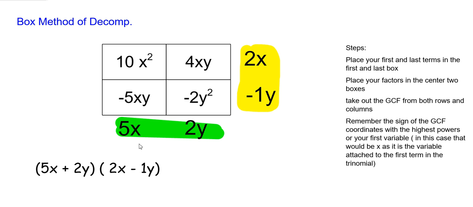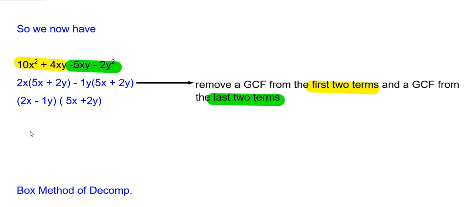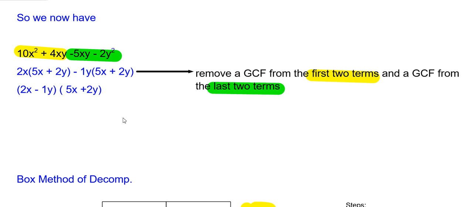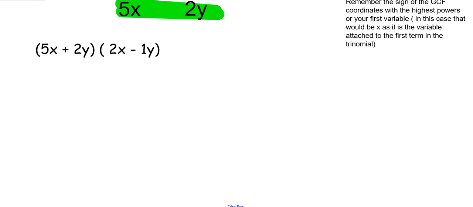Now, the numbers that are along the sides here, 2x and negative 1y and 5x and 2y, become your brackets. So what you pulled out from your rows becomes one set of brackets. What you pulled out from your columns becomes your second set. You'll notice that I have 5x plus 2y times 2x minus 1y, and that is the exact same thing that we had using the arithmetic method in the step above.